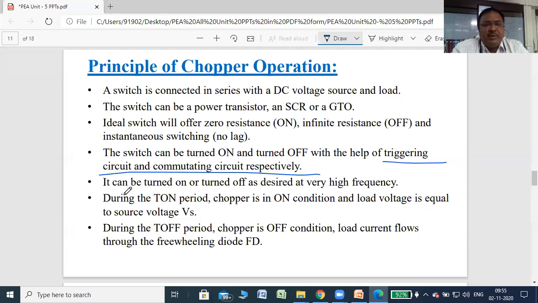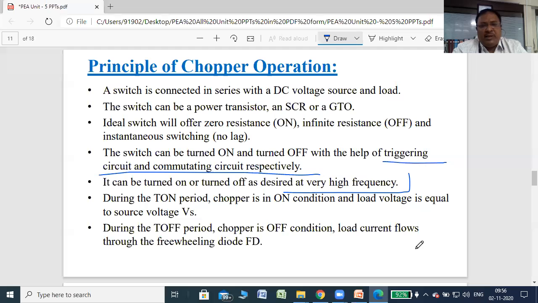Okay, and it can be turned on and turned off as desired at very high frequency. As we know that we are using power devices, those power devices can be turned on and off at very high frequency. Whatever you want, you can turn on and off your power device, even an SCR, at a chopping frequency greater than 500 kilohertz or more, right?